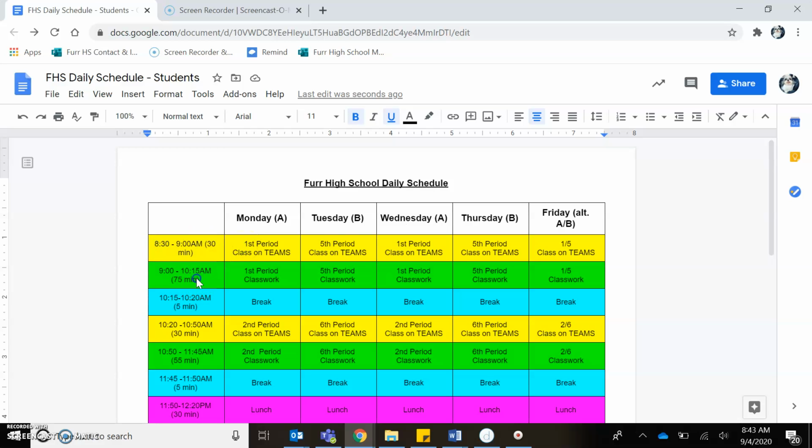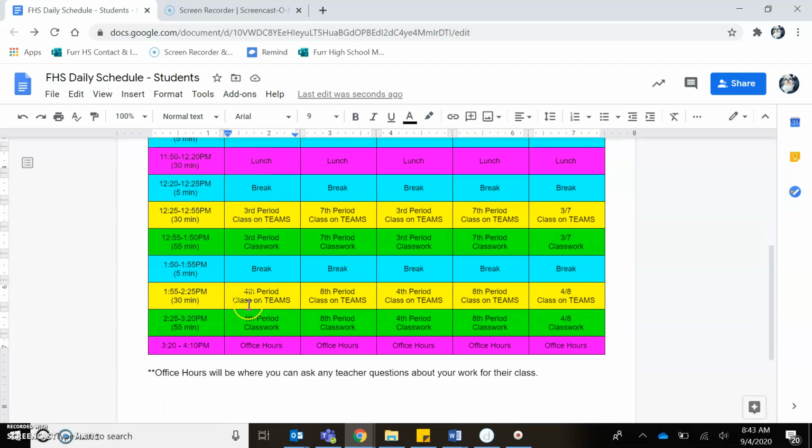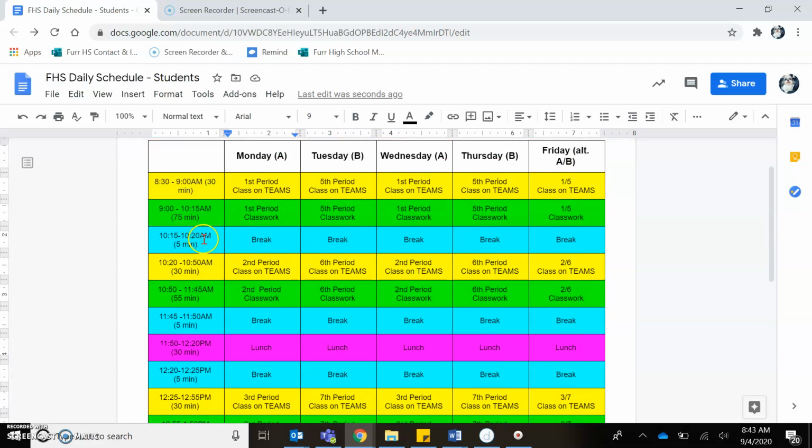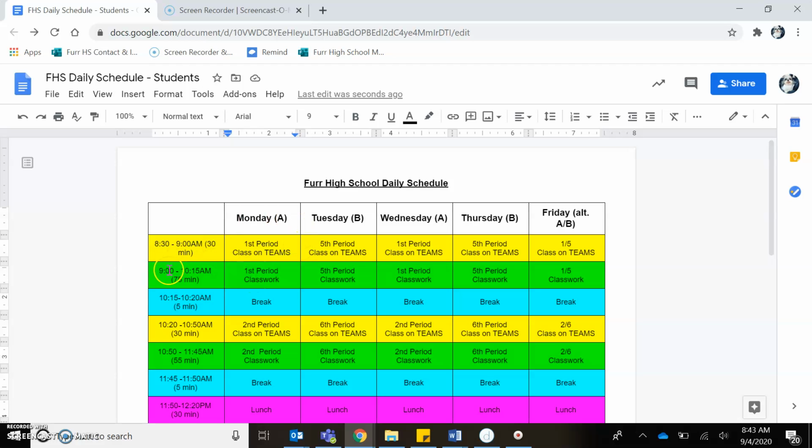Then the next 75 minutes, that's only first period and fifth because it's the first of the day. You'll see that second, third, and fourth are all 55 minutes. But that next block of time, that's going to be your classwork time, right? So maybe you're working in a small group with your teacher in another classroom. Maybe you're doing hub work by yourself. Maybe you're doing your homework or something like that, right?